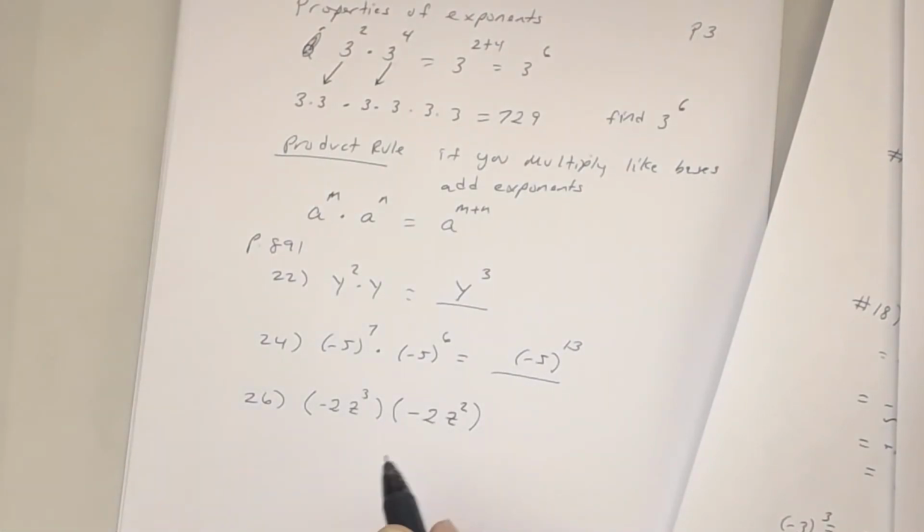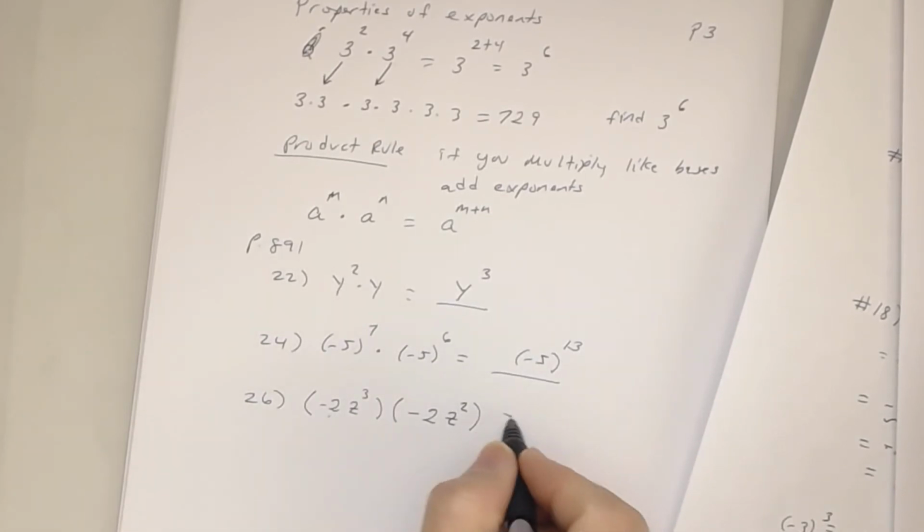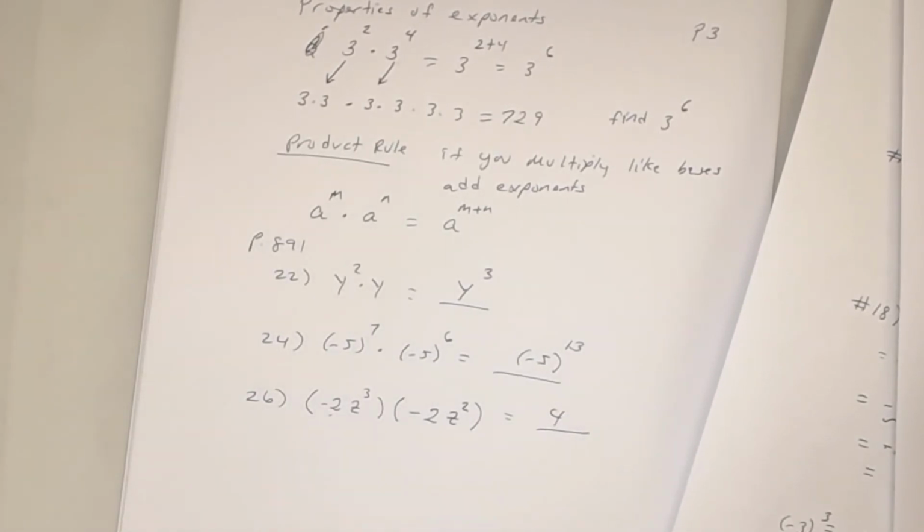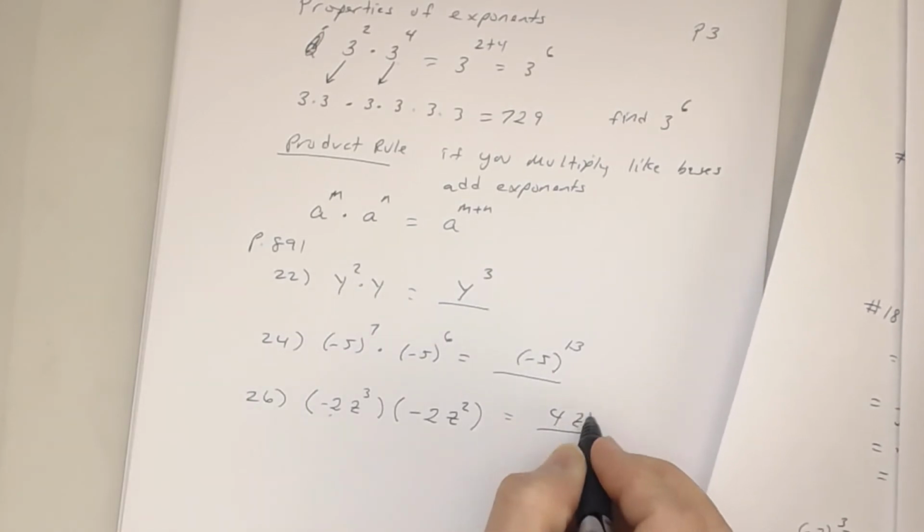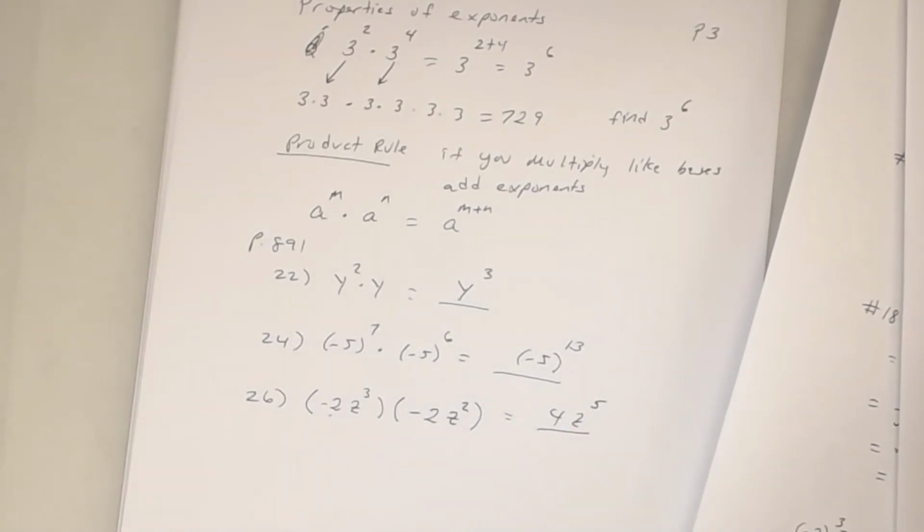So first thing you do is multiply the coefficients. What's a negative 2 times a negative 2? Positive 4. And now I use the product rule on the bases. What are the bases? Z. So when you multiply like bases, you add those exponents. So what's the answer? 4z to the 5th power. 4z to the 5th.